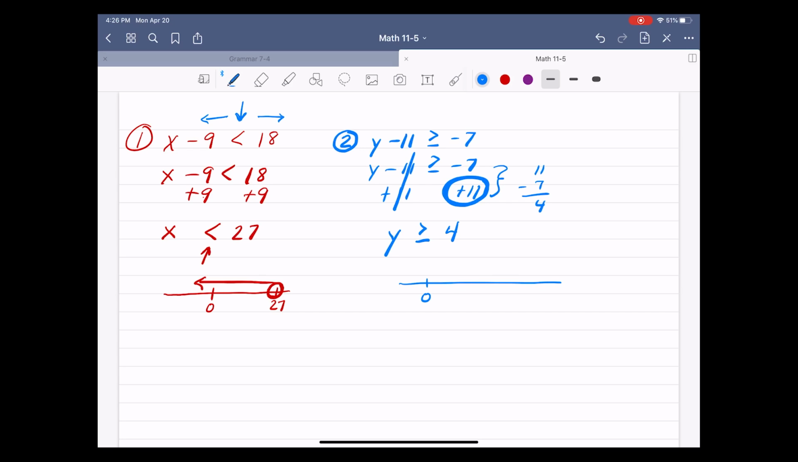If this is 0 on our number line, and we come out here and this is 4, we know that our answer is going to be greater than 4, but it also includes 4. So your graph would look like that. In this case, it's a closed circle because it includes 4.